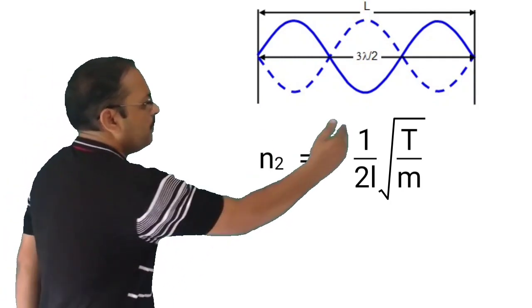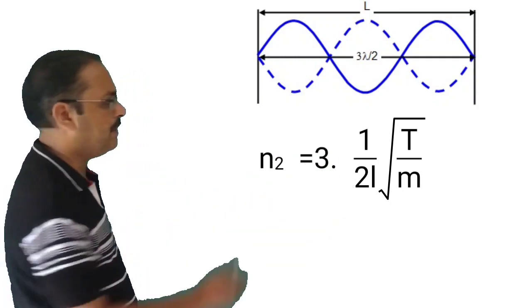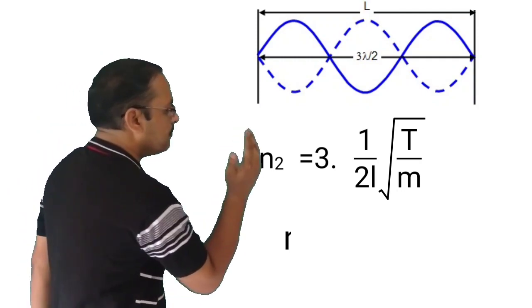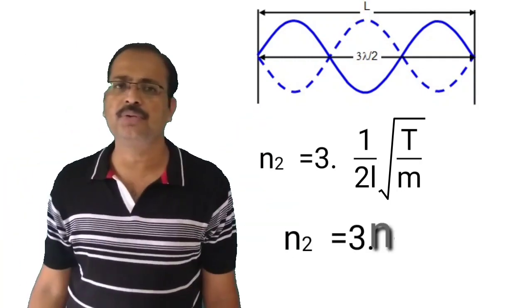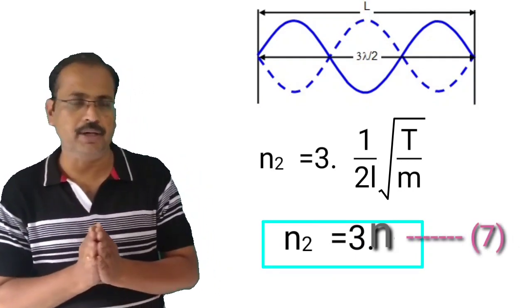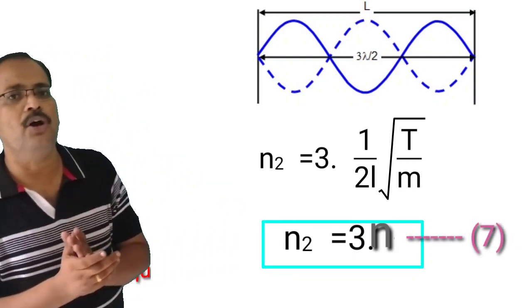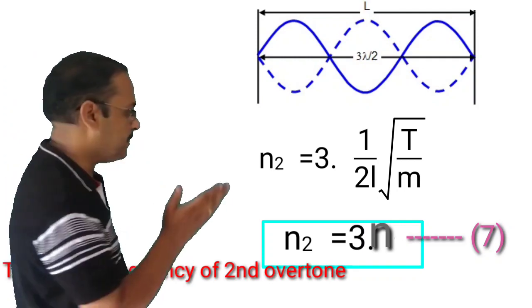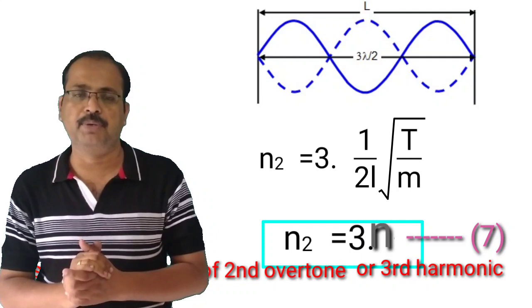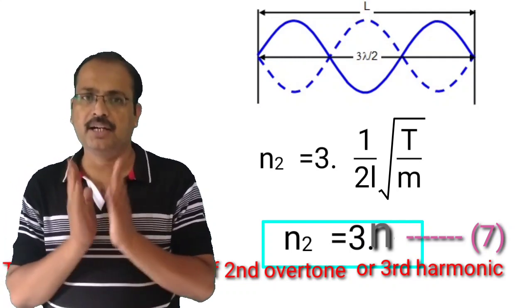Comparing this 1 upon twice L under root T upon M with the fundamental frequency, we get N2 is equal to 3N. This is equation number 7. And this is the frequency of second overtone or third harmonic.